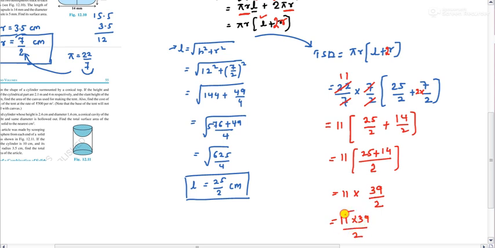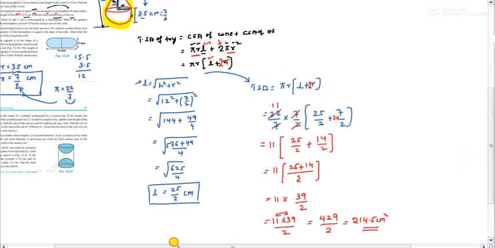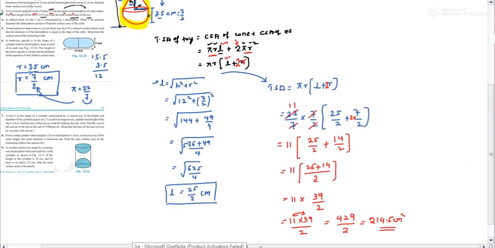So first always do multiplication. If I multiply this, I'm going to get 429 and then divide it. So the answer I'm going to get is 214.5 centimeters square. This is the total surface area of the toy. I hope you guys have understood.